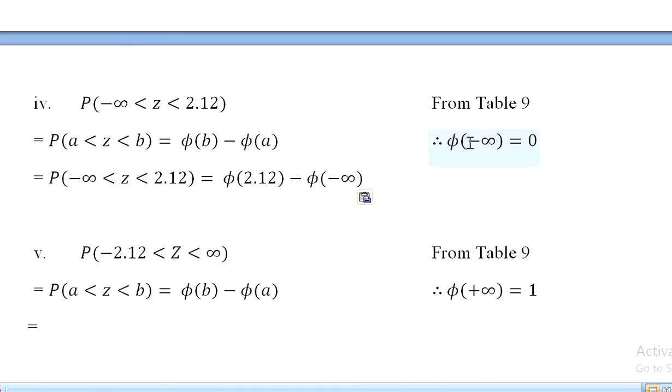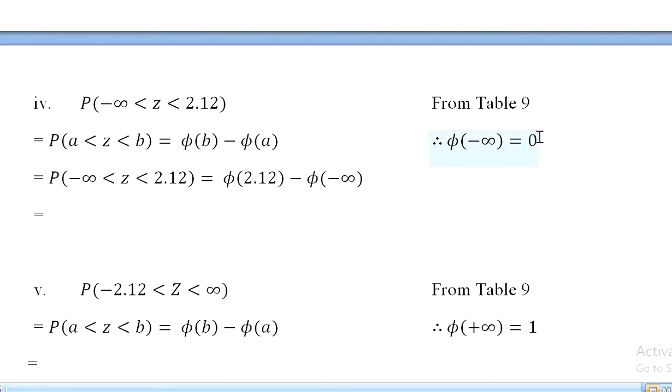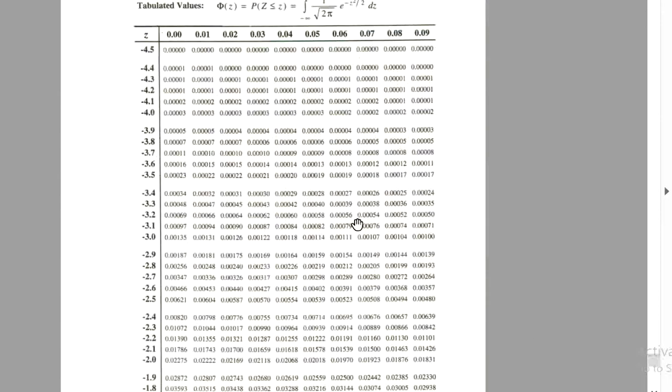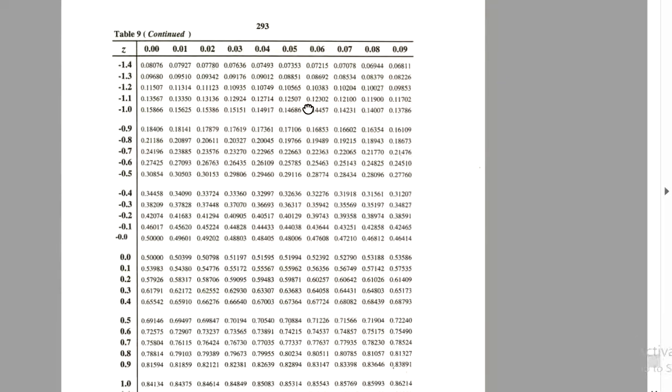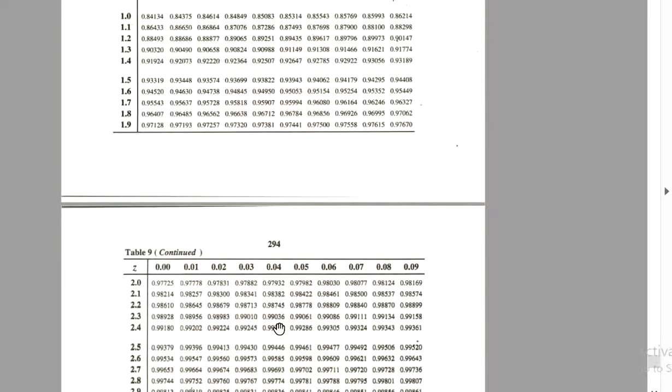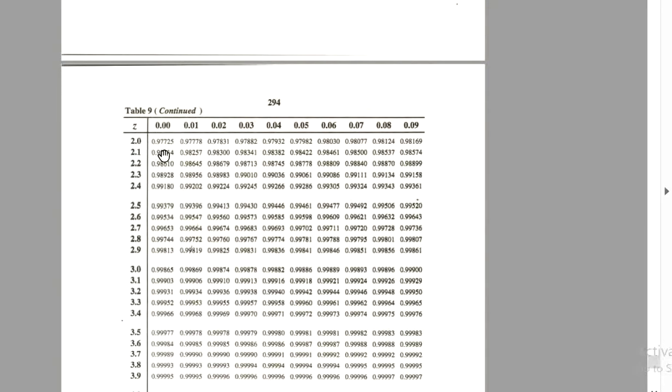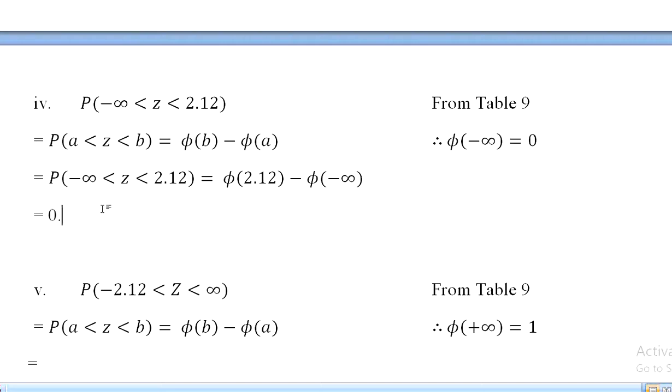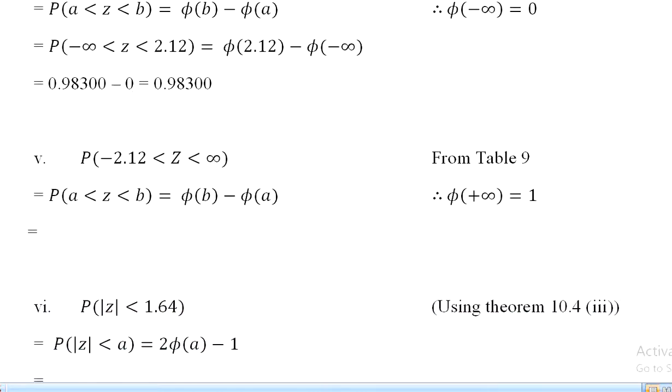Okay, remember that phi of minus infinity is equal to 0, so phi of minus infinity will be 0, and its probability we will look up from the table, 2.12. Alright. Yes, 2.1 is here, look it up in column 2, that is 0.98300. 0.98300 minus 0, since its probability becomes 0, so this is equal to 0.98300. Alright, moving to the next part.